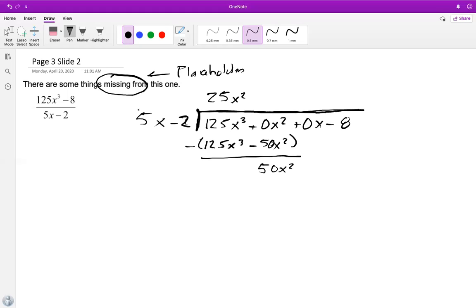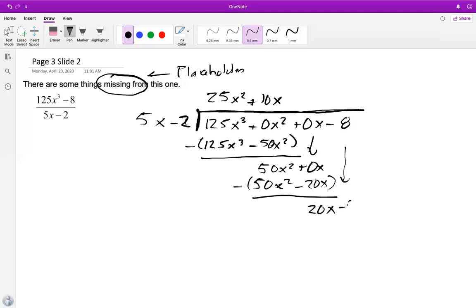Now I do this divided into this, and I get 10x. 10 times 5 is 50. X times x is x squared. Ooh, I didn't bring down the 0x. I should have done that. This was the last step, brought that down. 10x times -2 is -20x. Subtract: 50x squared minus 50x squared is 0. 0 minus -20 is 20x.